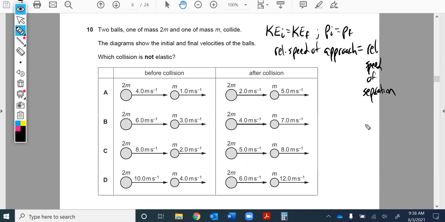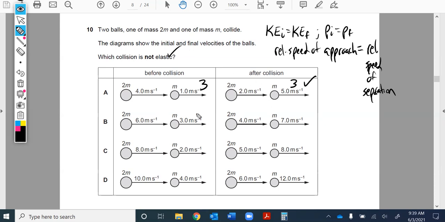You're like, oh, what's the rule again? Do I add or subtract here? So it makes the calculation quite simple when we just say, okay, before the collision, these are going the same direction. 4 minus 1 is 3. These are going in the same direction. 5 minus 2 is 3. That checks out. That one is elastic, right? Only one of these is not, right?